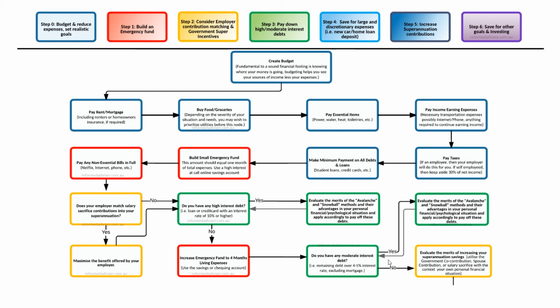So the answer is no for me. Don't have anything like this at the moment. Therefore, they say maximize your super out of your pre-tax money, salary sacrifice, and drop your income now for a better future. That's the first half. Now we're going to scroll down.